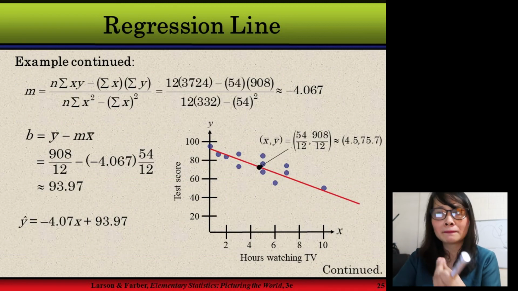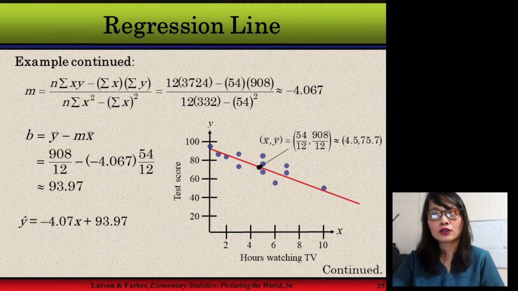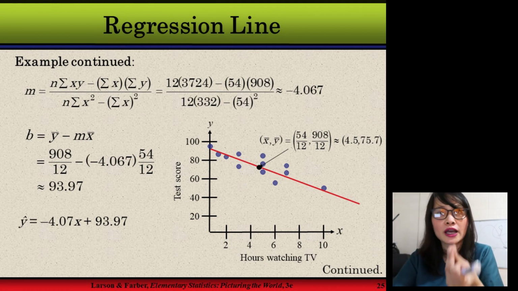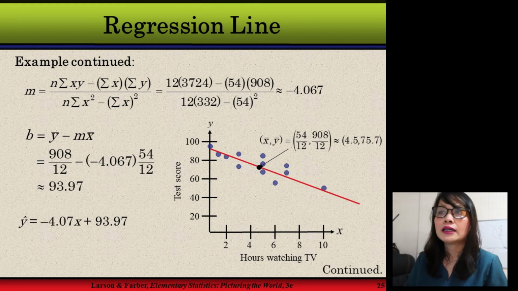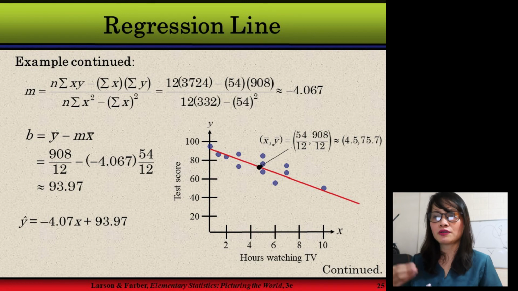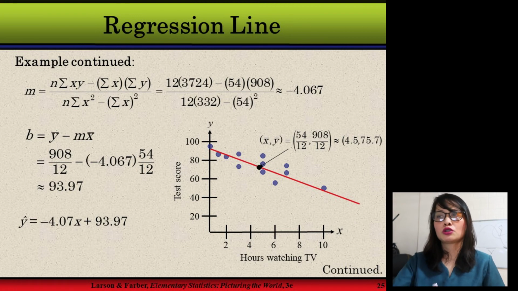First, solve for m, the slope, and then substitute. So we have 12. Why is it 12? That's the sample size, because there are 12 different students. So that's your n. So 12 multiplied by 3,724 minus 54 multiplied by 908, over 12 multiplied by 332 minus 54 raised to 2. So your slope is negative 4.067.